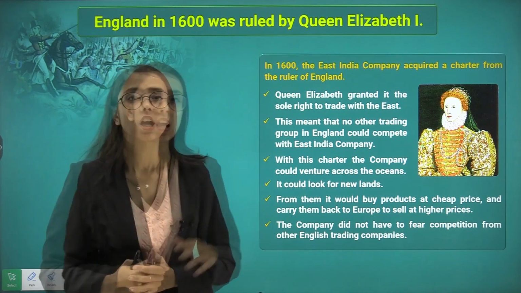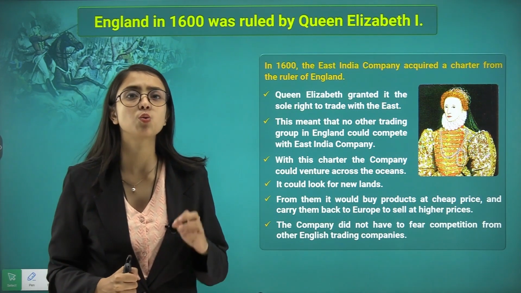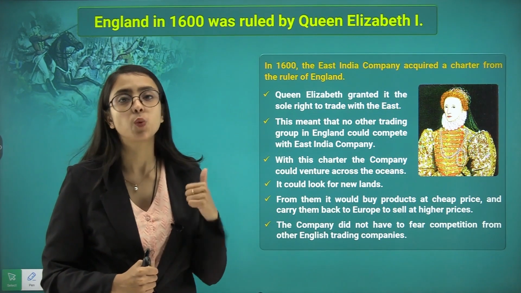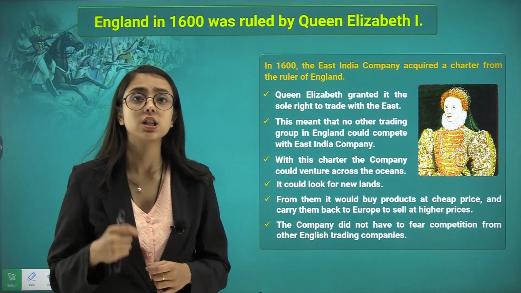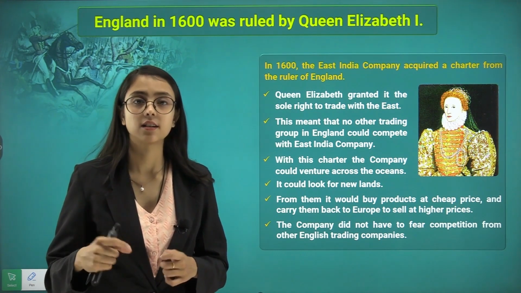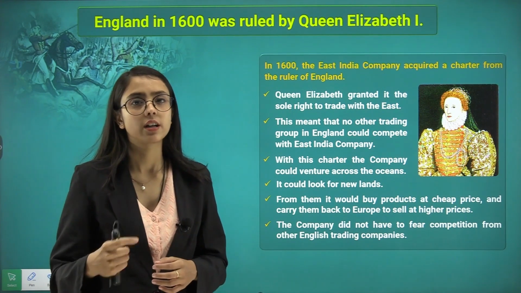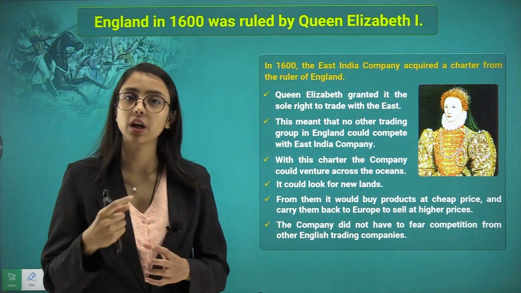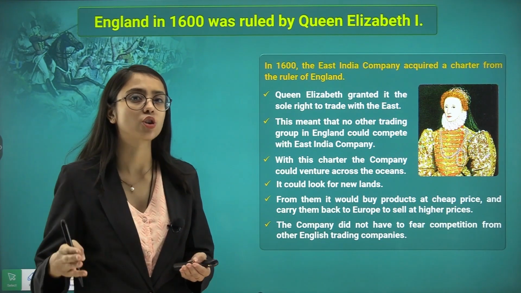Let's have a look. So, in England, in Great Britain, in 1600, the rule was of Queen Elizabeth I. She was the Queen of England. In 1600, Queen Elizabeth issued a trade contract to the East India Company. Now, what did this contract mean? It was known as a charter by the monarchy or by the queen. What did this charter contain? What was the document about?